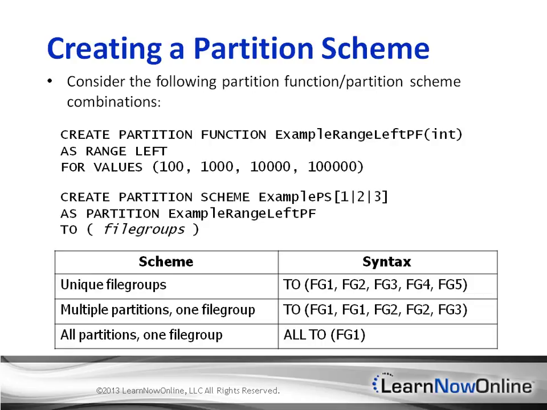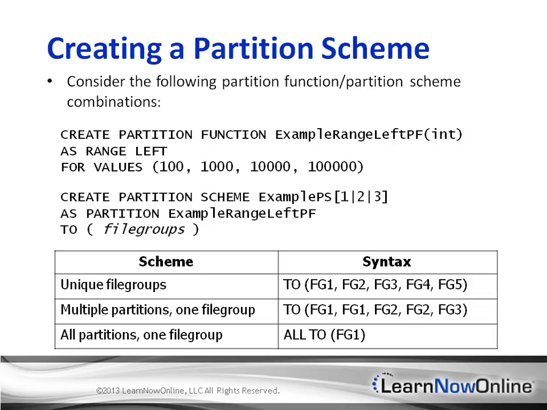We're then going to create a partition scheme, and here we have actually multiple examples. We're going to use 3 different types of partition schemes here. We're going to map that partition to our partition function, example range left PF, and we're going to list out a series of file groups. So one example here is in the first row. If we're going to use unique file groups, those file groups you can see are listed there, FG1, 2, 3, 4, and 5.